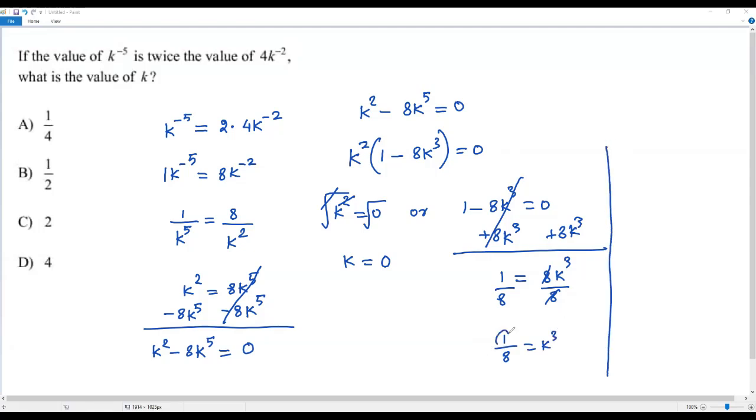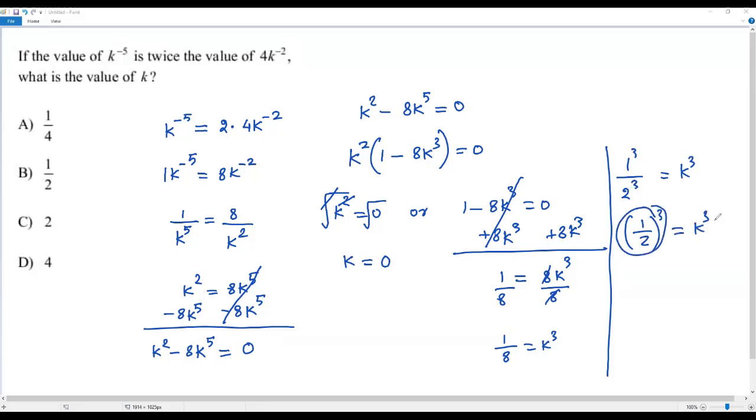Now let me write this 1 as 1 to the third power, and this 8 can be written as 2 to the third power. So the value of 1 cube is still equal to 1, and the value of this 2 cube is 8. On the right side, we have k cube. Here we divide two values with the same exponent. Whenever we divide two numbers with the same exponent, we can take the exponent in common. That is 1 over 2, the whole cube. I just took this exponent 3 in common over here, equals k cube.